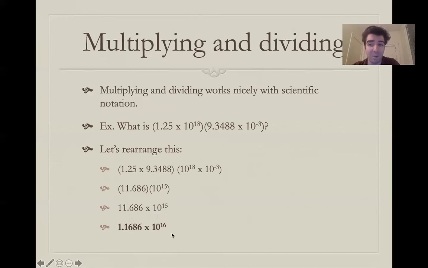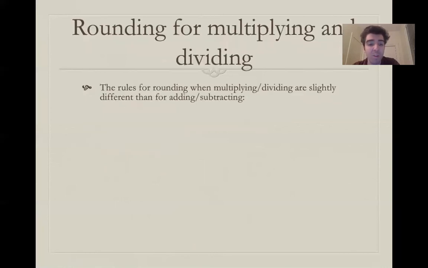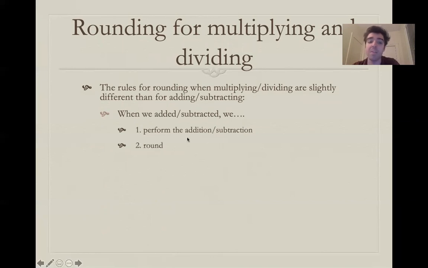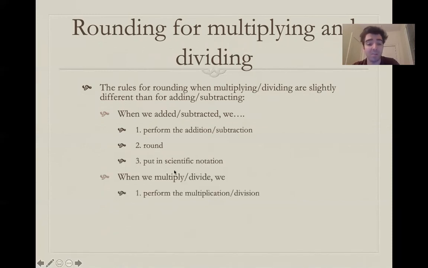And this is the difference I want to highlight between multiplying and dividing versus adding and subtracting in terms of rounding. When we were rounding for adding and subtracting, here's what we did. We did the addition or subtraction, then we rounded, then we put in scientific notation. If you're multiplying and dividing, you're going to multiply or divide, then put in scientific notation, then round. So the last 2 steps are actually flipped if you are multiplying or dividing.